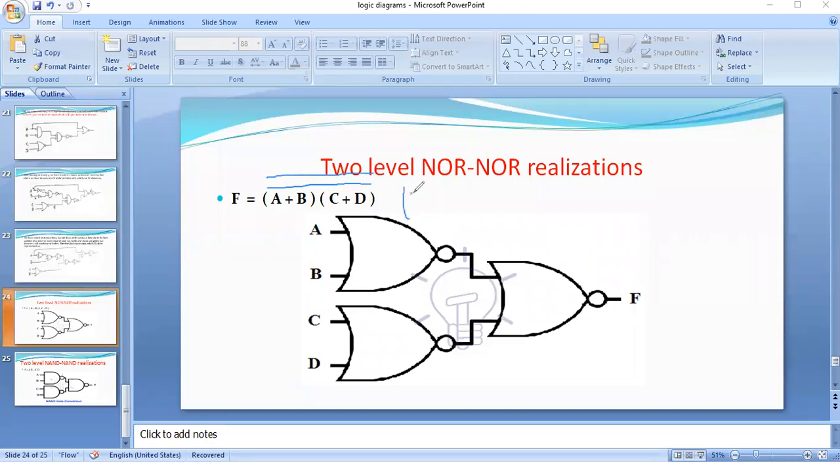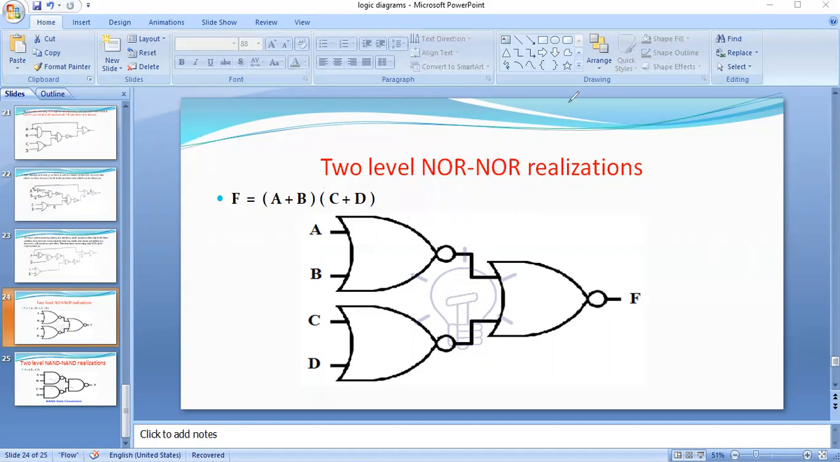And apply De Morgan's theorem. After applying De Morgan's theorem, how can we expand this one? (A plus B) whole bar, and similarly (C plus D) whole bar, and we have another whole bar also. So see here, we use one NOR gate, and we use another NOR gate, and we can use another NOR gate. So these are the two-level implementations.